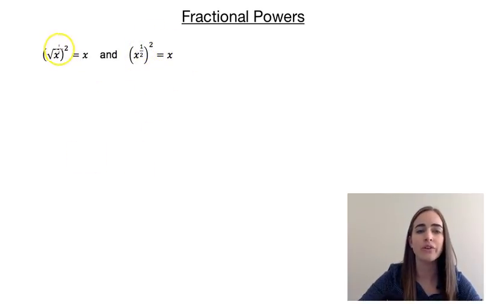We also know, though, that the square root of x, squared, would give us x as well, because square root and squared are inverse operations. So because these two things both equal x, that means that the square root of x is equal to x to the power of a half. So we've rewritten that here. The square root of x is x to the power of a half. So we can convert between those two notations.